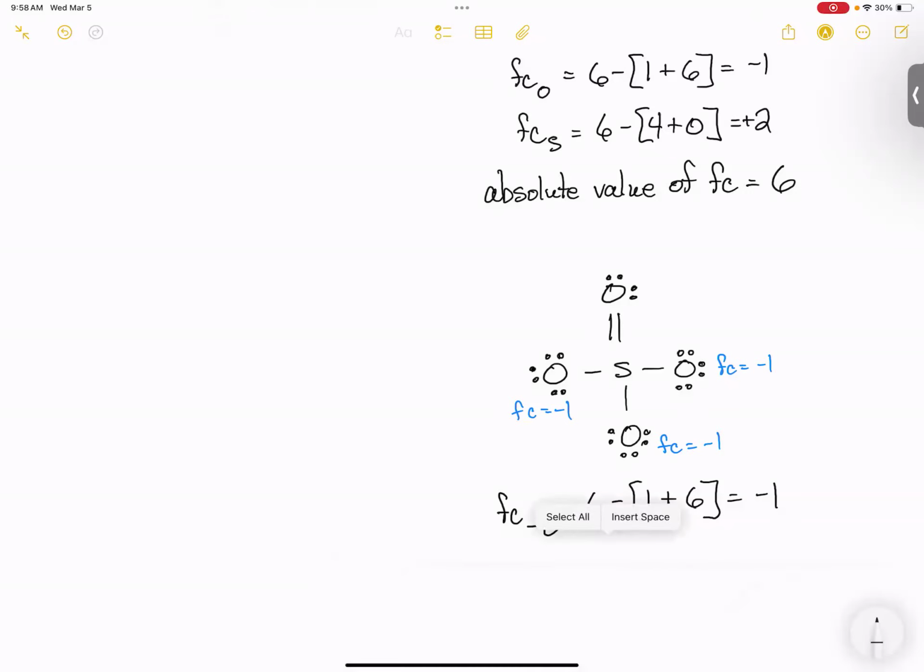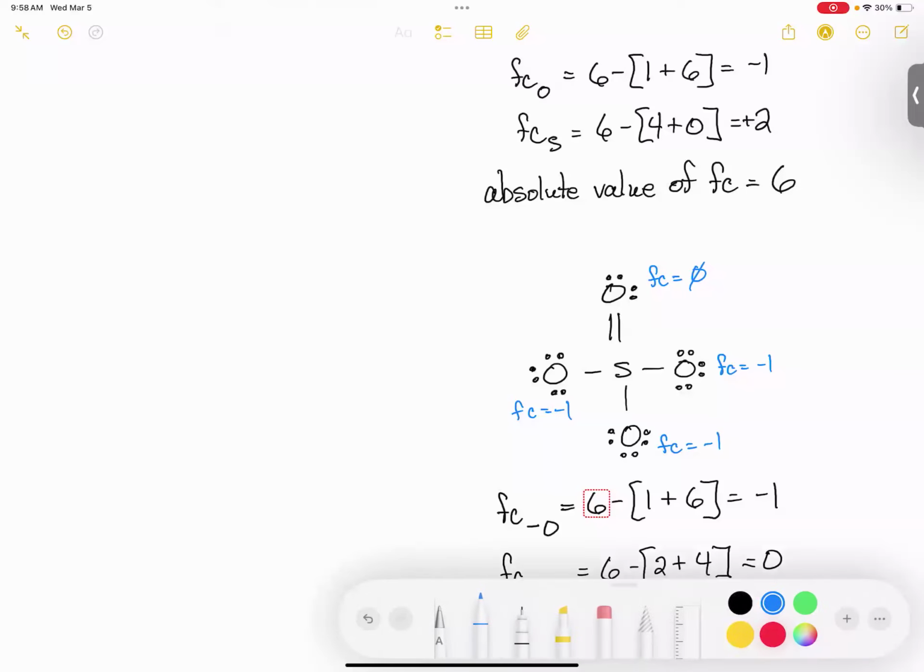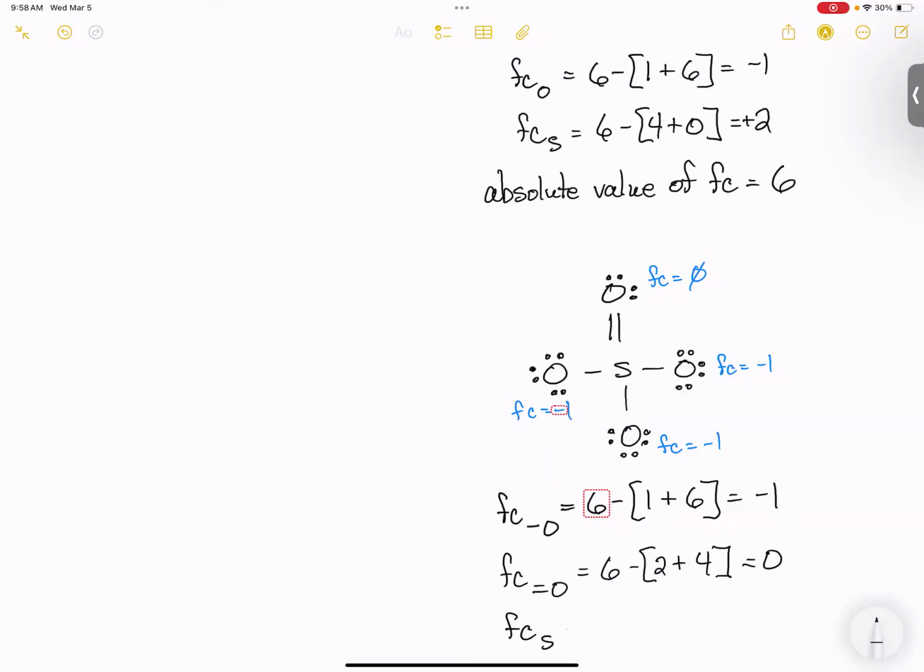Our double bonded oxygen is going to be equal to 6 valence electrons minus 1 for every bond. It has 2 bonds plus 1 for every dot. It has 4. So it now has a formal charge equal to 0. And our sulfur is going to be 6 valence electrons minus 1 for every bond. It has 5 bonds plus 1 for every dot. It has no dots, so it now has a +1 formal charge.